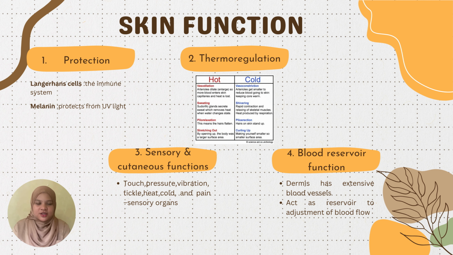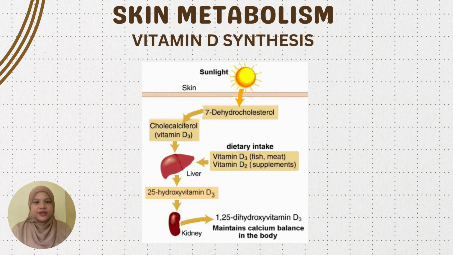The second function is thermoregulation, whether in hot or cold conditions. The third one is the sensory and cutaneous function, for example touch and pressure. And the last one is the blood reservoir function. For example, the dermis has extensive blood vessels, so it can act as a reservoir to adjust the blood flow. Let's move on to the skin metabolism.